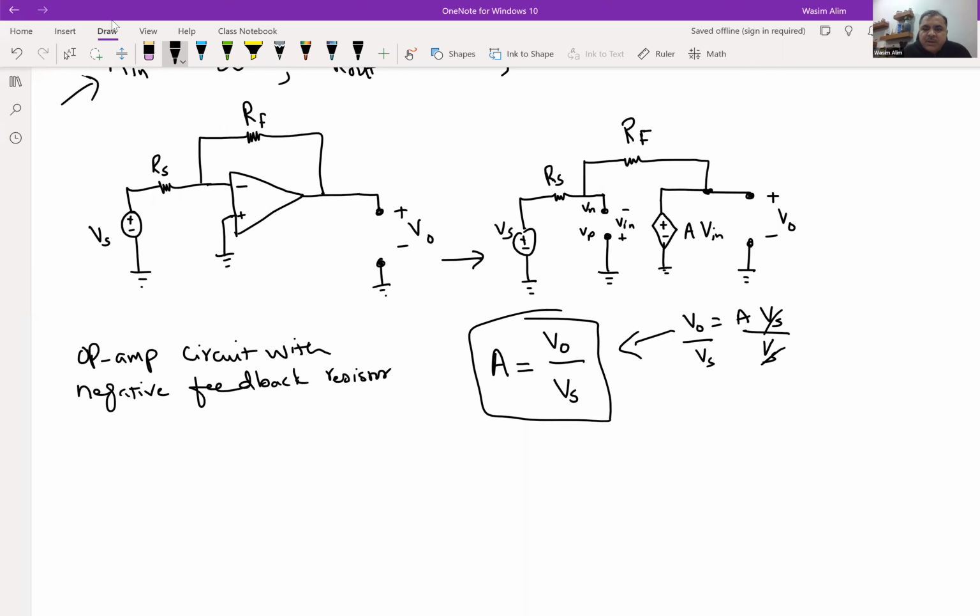Let's go through this analysis. The first thing we want here is the value of... let's say these are my currents, I1 and I2. I want to write an expression. Let's say this node is called node number 1. So let's write the equation at node number 1.